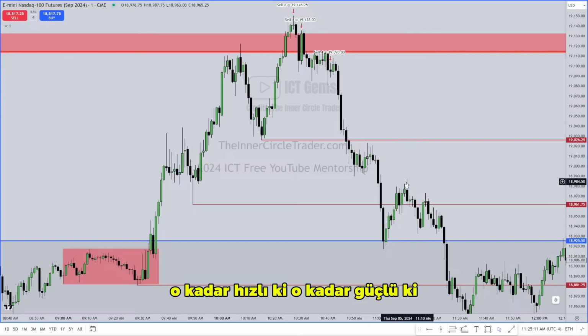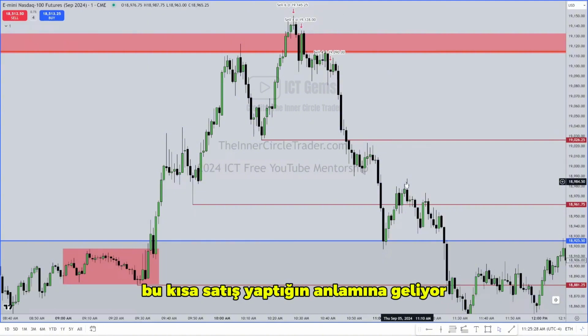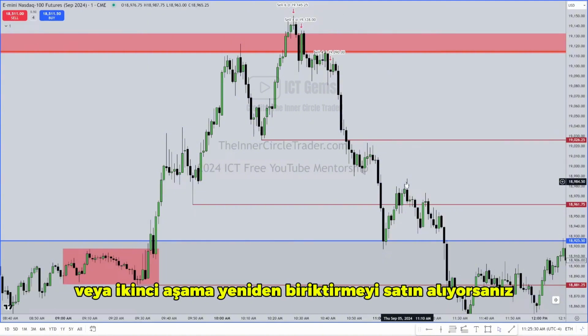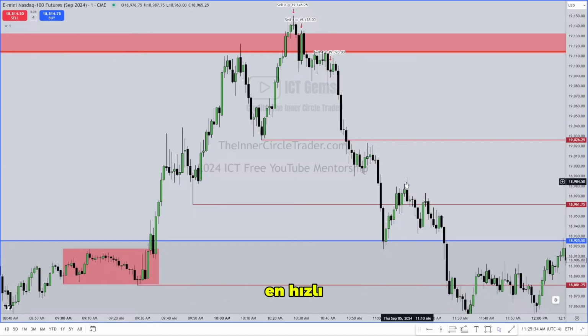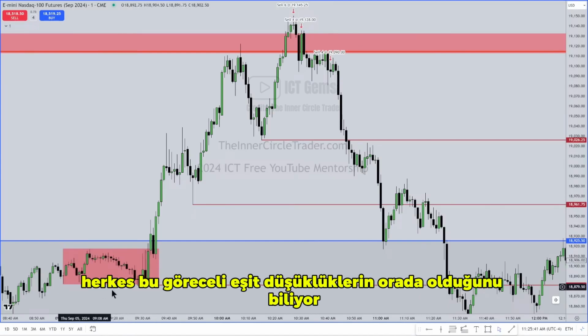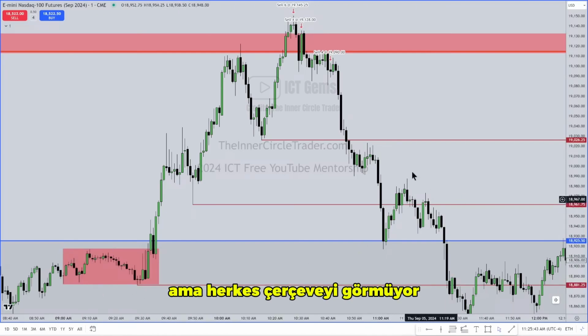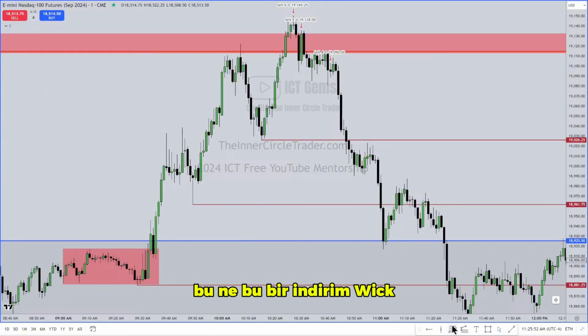It is so quick. It's so powerful. If you trade the second stage redistribution, that means you're selling short. Or if you're buying the second stage reaccumulation, that means you're going long. You are going to get the biggest, the fastest, the beautiful, easy hold trade that you're looking for. Everybody knows these relative equal lows are there, but not everybody sees the framework that causes this to be second stage distribution. What's this? It's a discount wick.